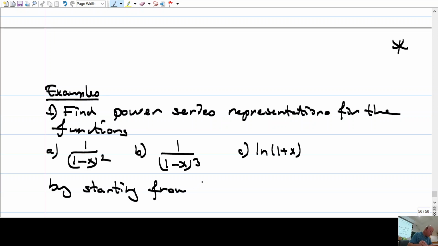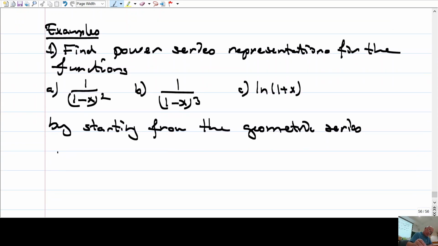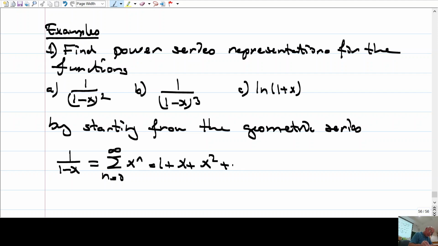from the geometric series 1 over 1 minus x, which is equal to this series: 1 plus x plus x squared, and so on, right? And we know that this is convergent for absolute value of x less than 1.